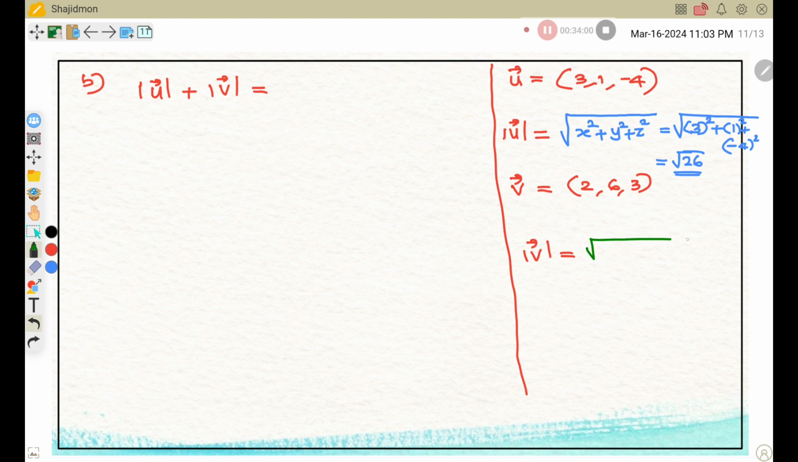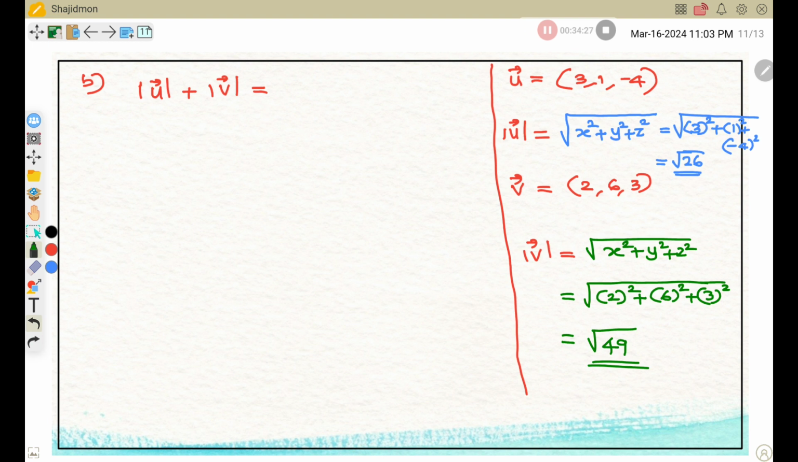The rule is the same, root of x squared plus y squared plus z squared. For vector v, x, y, z means 2, 6, 3, correct? So x squared means 2 squared plus y squared means 6 squared plus z squared means 3 squared. When we use the calculator, we will get root 49.